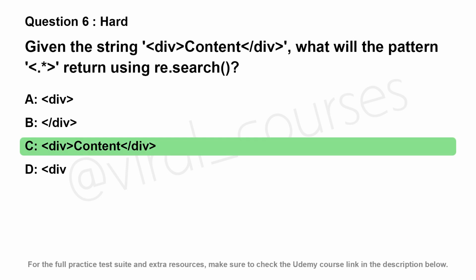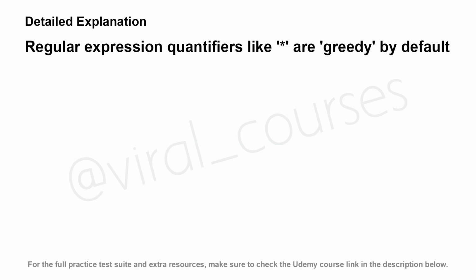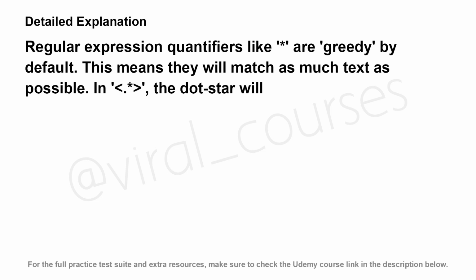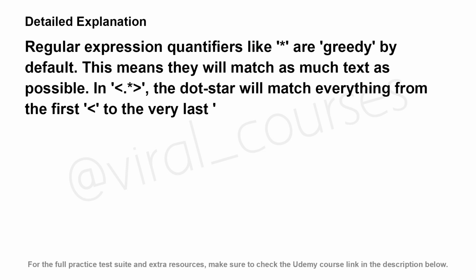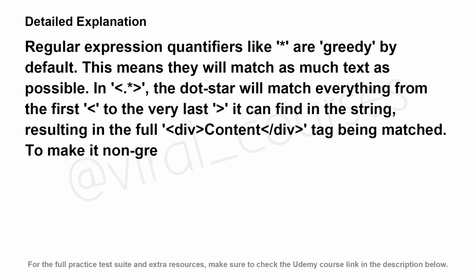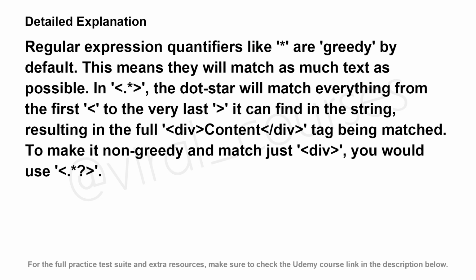The correct answer is C. Regular expression quantifiers like asterisk are greedy by default. This means they will match as much text as possible. In less than dot asterisk greater than, the dot star will match everything from the first less than to the very last greater than it can find in the string, resulting in the full less than div greater than content less than div greater than tag being matched. To make it non-greedy and match just less than div greater than, you would use less than dot asterisk question mark greater than.